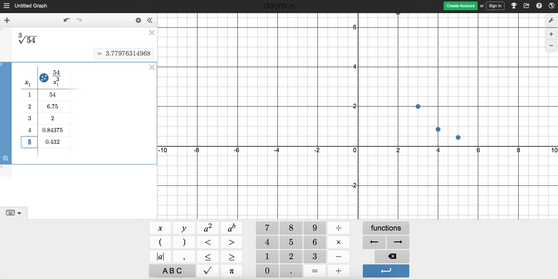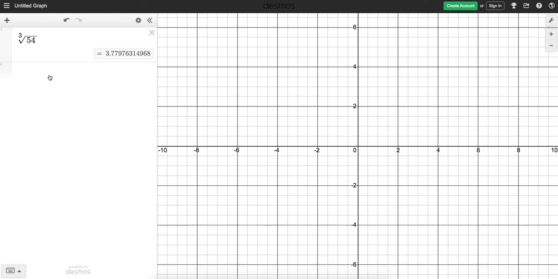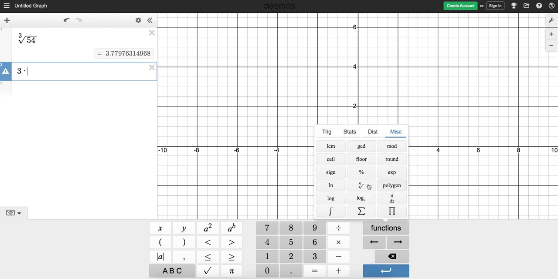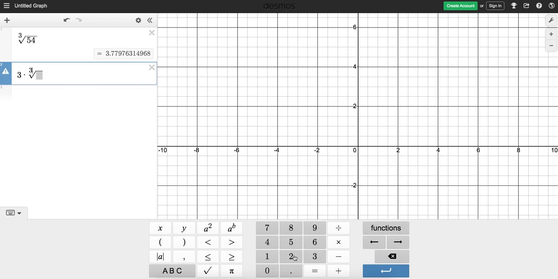So the cube root of 54 is the cube root of 2 times the cube root of 27, or 3 for the cube root of 27 times the cube root of 2. So the cube root of 54 is 3 times the cube root of 2. If we check that, 3 times the cube root of 2, we get that same decimal answer.